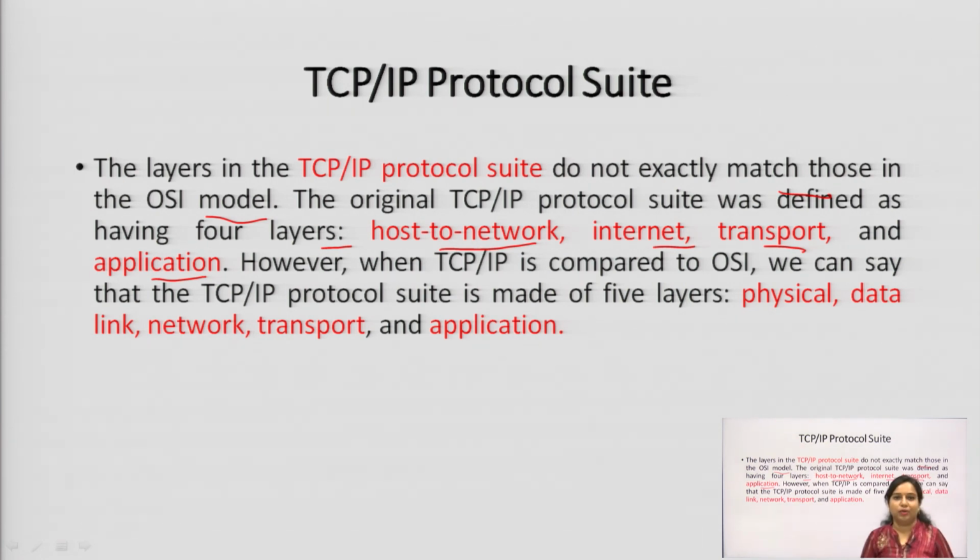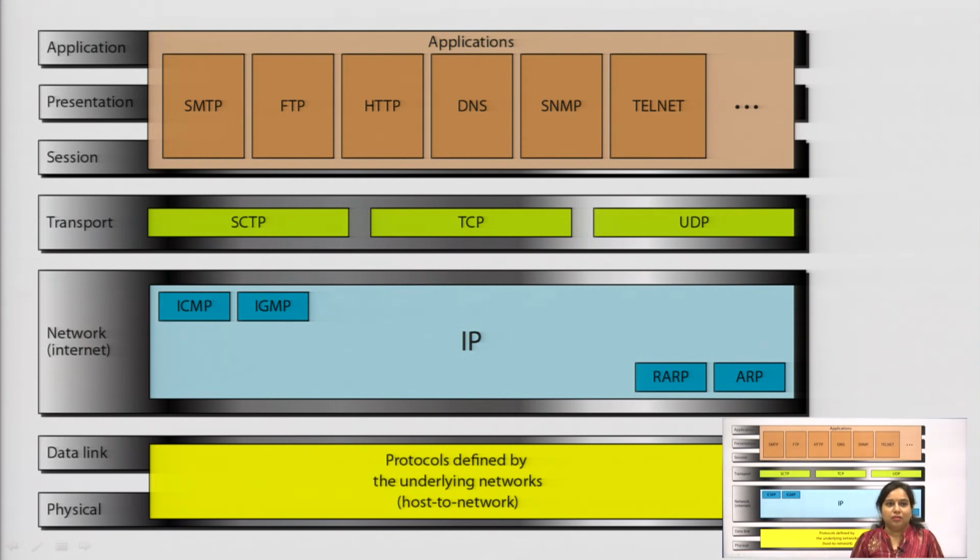I am going to show you how the mapping will be done between the OSI model and TCP/IP. In OSI there are 7 layers, but in TCP/IP there are 5 layers, namely physical layer, data link layer, network, transport and application. Now, this diagram shows the mapping of the 7 layers of OSI with the 5 layers of the TCP/IP protocol. I am going to discuss this in detail.